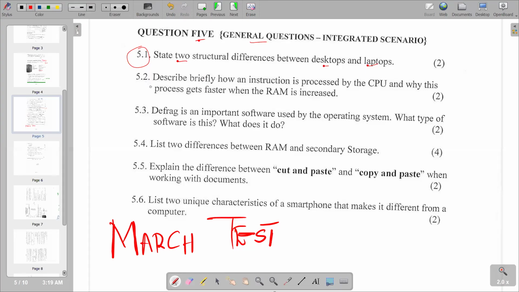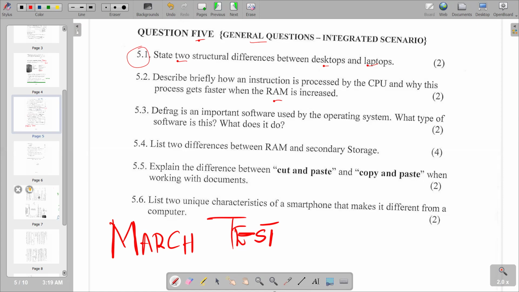The second question that we have reads: describe briefly how an instruction is processed by the CPU and why this process gets faster when RAM is increased. The essence in terms of RAM being increased is on the basis of the memory of the RAM. If the memory of the RAM is increased, how is it going to be an advantage or a strength in terms of processing?